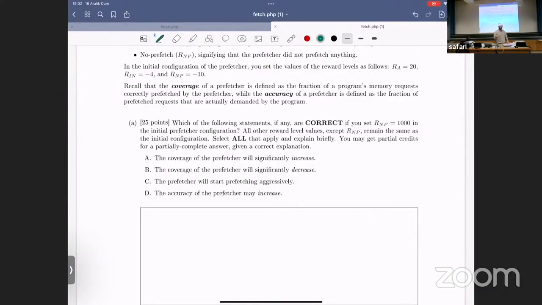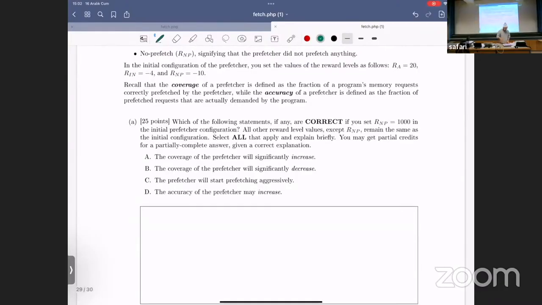Is there a chance that the coverage will be higher? No, there is no chance that this will happen. Is there a chance that the coverage will significantly decrease? Yes, because we will prefetch less. We told the prefetcher, you didn't do a good job, not prefetching was the best thing, so the coverage will decrease.